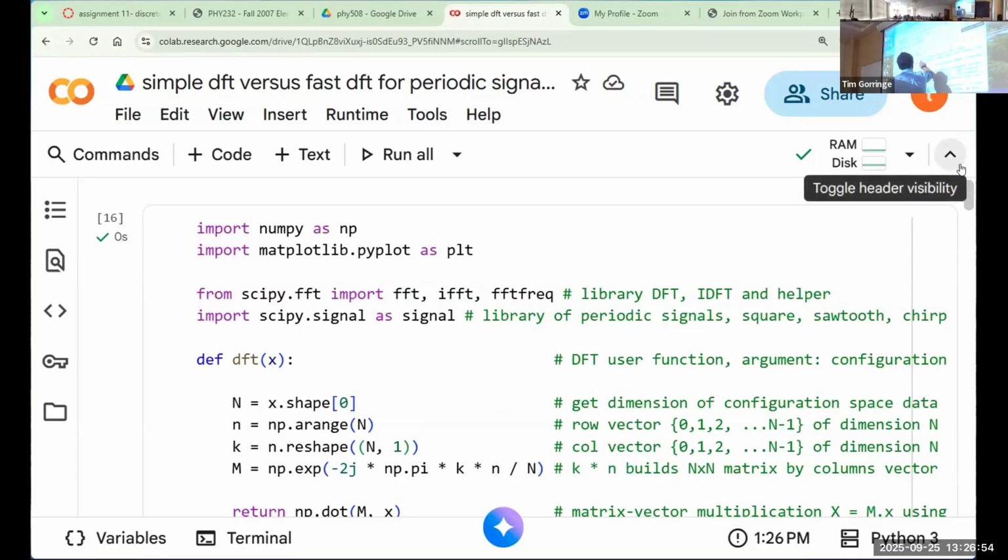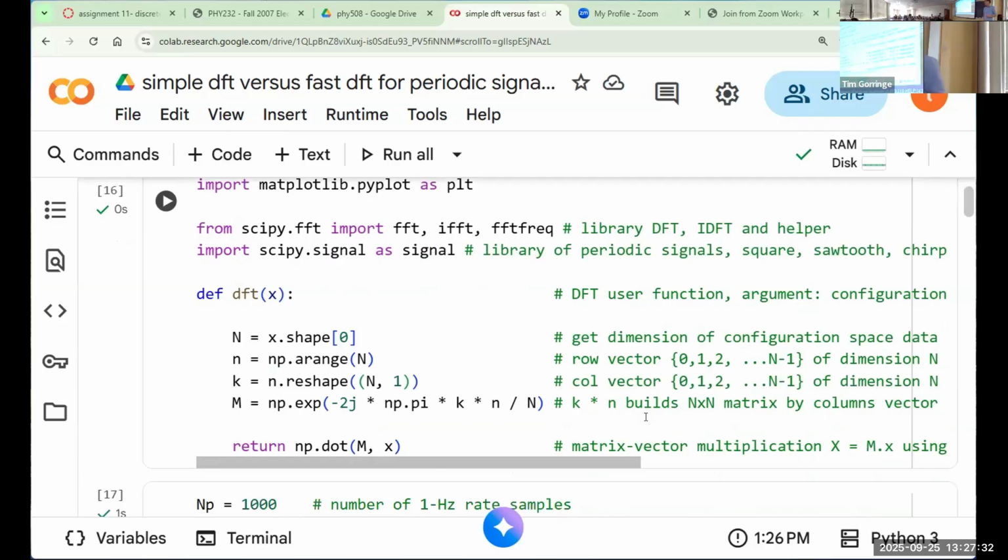So you see this third line here, I'm importing fft from SciPy, that's the Fourier transform. I also import the inverse Fourier transform. I'm not going to use it here, but just to show you. I also import a helper function, I think of this, is to properly label the frequencies in the frequency domain. So it's just a little helper for us.